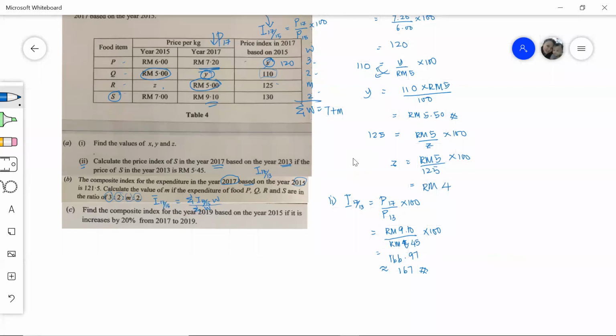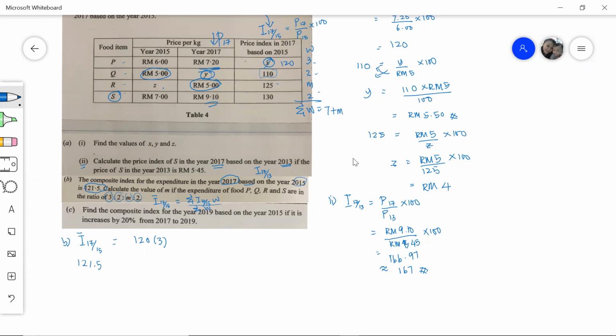So what we are supposed to do now will be like this. For part B, this is the one that we need to find, I bar, the composite index of 2017 based on the year 2015. So we take the individual price index times its weightage. Oh, sorry, it's given 121.5. So this whole thing is 121.5. Okay, never mind. Let's just continue.